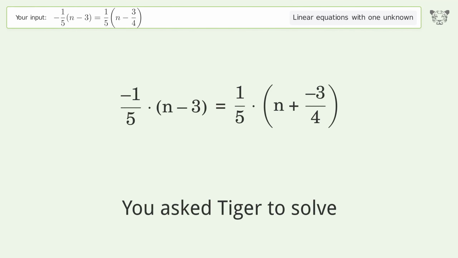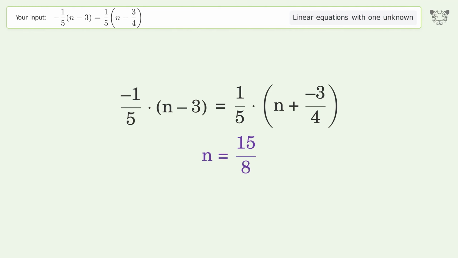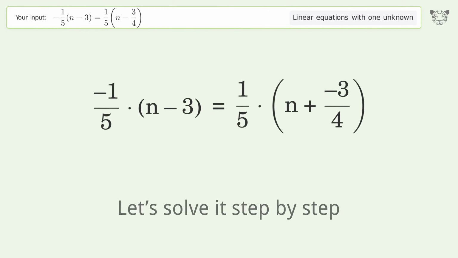You ask Tiger to solve this. This deals with linear equations with one unknown. The final result is n equals 15/8. Let's solve it step by step.